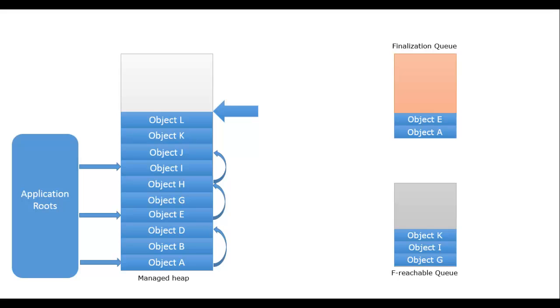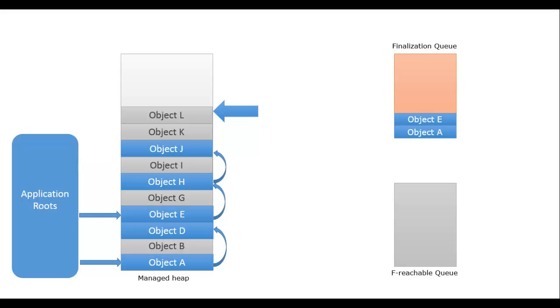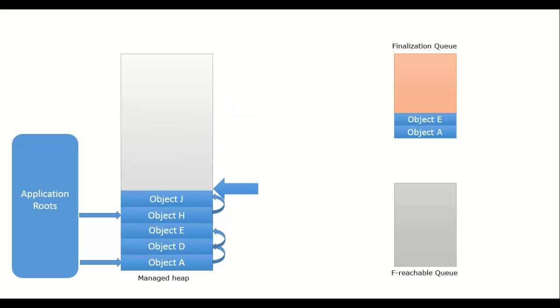This special thread runs and calls the finalize method of objects G, I, K and removes their entries from the F-reachable queue. Now the objects G, I and K have no entry in either the finalization queue or the F-reachable queue. Next time when the GC runs, it considers objects G, I, K as garbage and frees that memory. In this way, the whole finalization works internally.